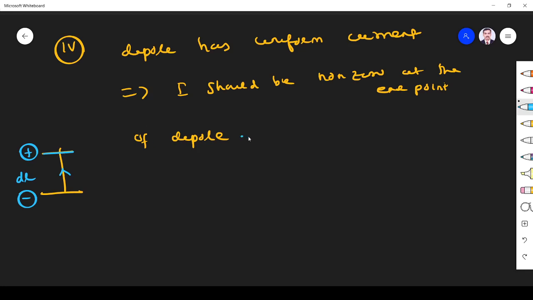But why are we studying it? The dipole cannot be used in real-time scenarios, but why are we studying this? This serves as a prototype model, right? If you are able to analyze the dipole, we can analyze other antennas very easily. That's why we are studying this.